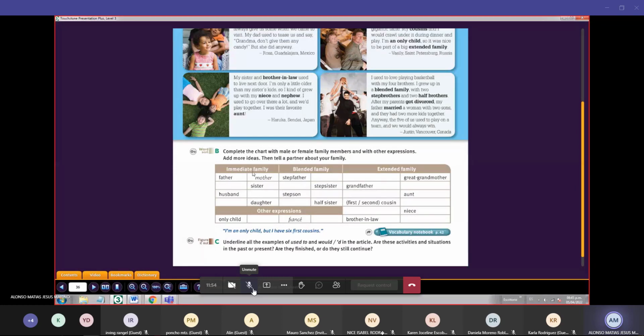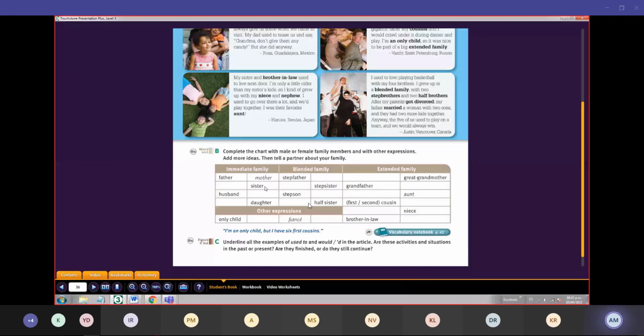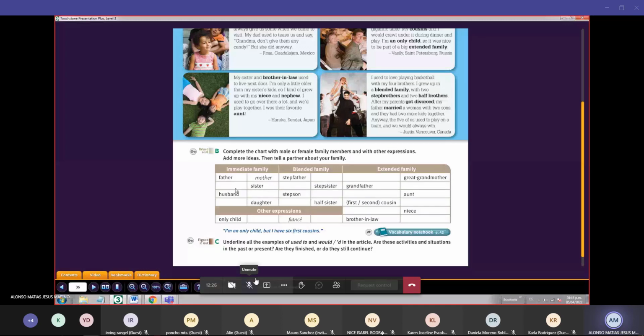We have a section called immediate family. What does that mean, immediate family? Well, immediate family are the family members that are the closest to us, okay? For example, father and mother. And also we have sister and brother. Okay, thank you. So let's continue.